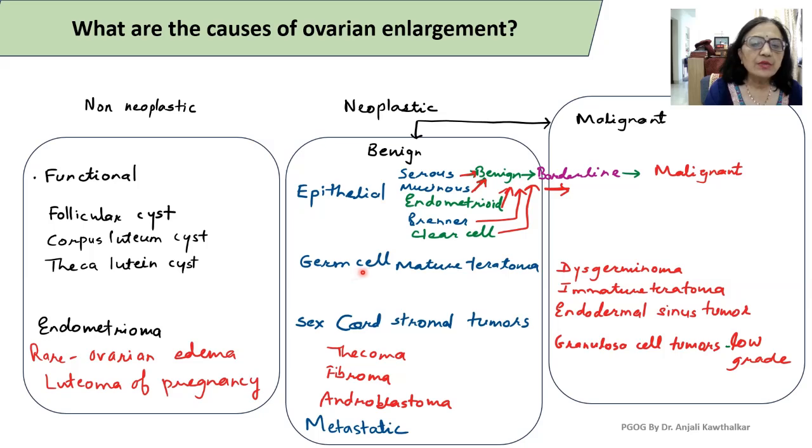In the germ cell tumors, we have mature teratoma as the benign. In malignant germ cell tumors, most common is dysgerminoma, followed by immature teratoma and endodermal sinus tumor. Sex cord stromal tumors are hormone-producing tumors, where we can have thecoma, fibroma, androblastoma commonly as benign, and granulosa cell tumor, especially adult granulosa cell tumor, which is more commonly a low-grade malignant tumor. And we can have metastatic tumors where primary is somewhere else and there is a spread of the malignancy to the ovary. Then it will be metastatic.